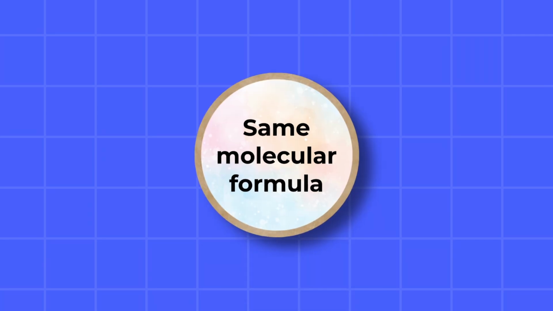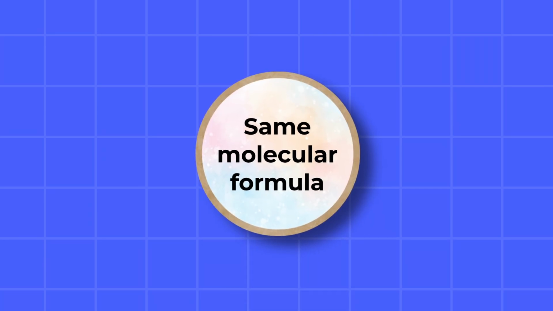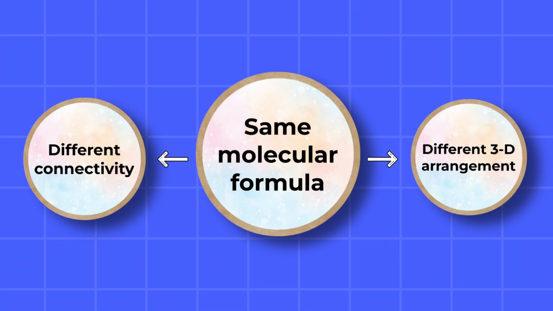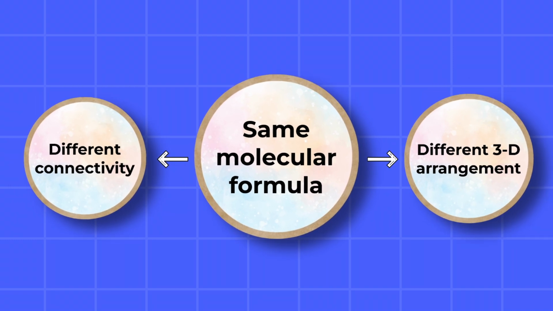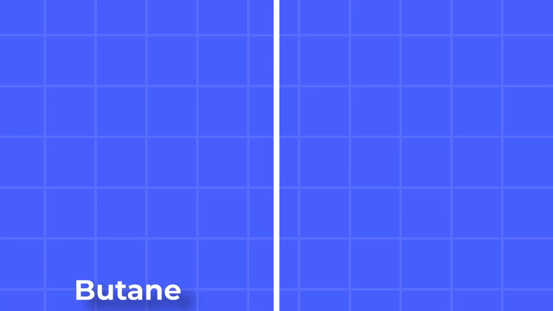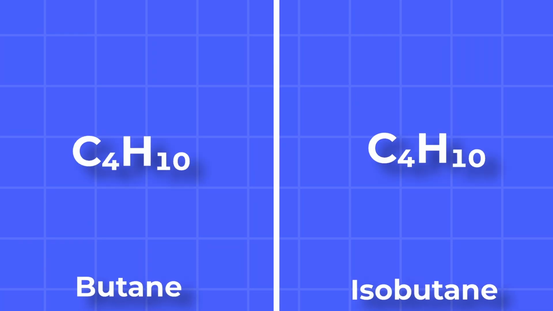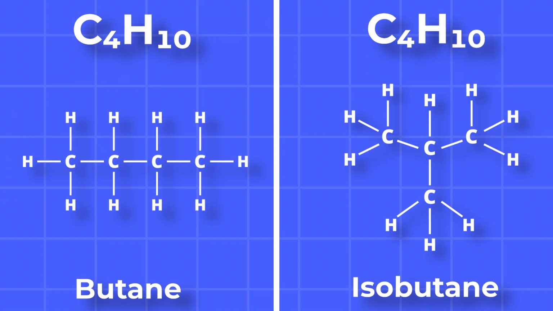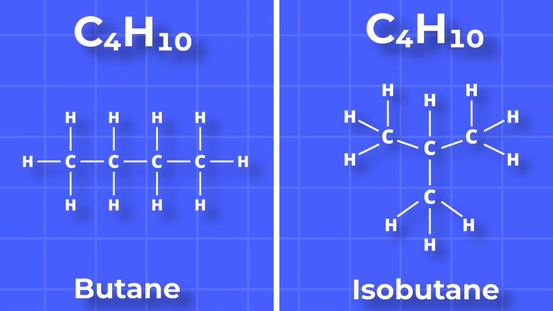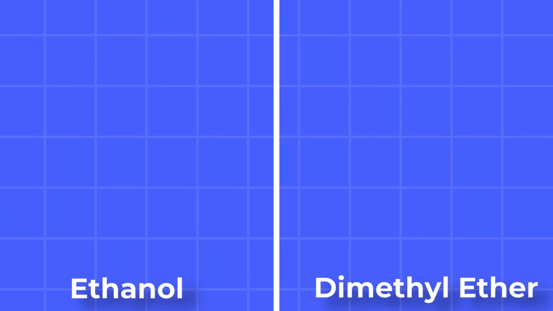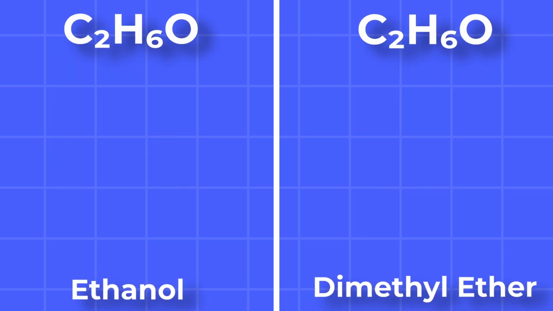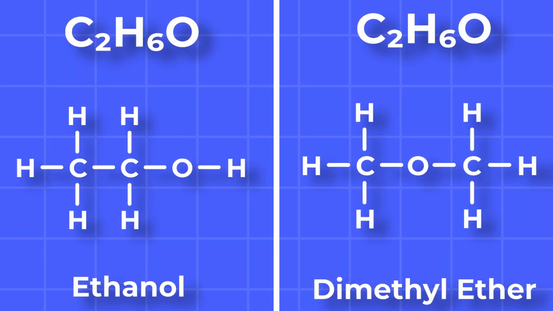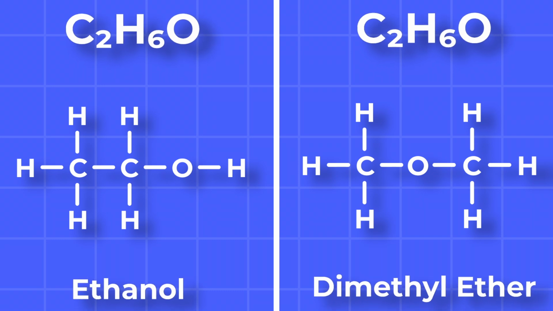Isomers share the same molecular formula, but differ in how atoms are arranged. Either the bonds change or the 3D orientation does. Structural isomers change connectivity. Butane and isobutane are both C4H10, but the carbon skeleton is connected differently. Ethanol and dimethyl ether are both C2H6O, yet their bonds form different functional groups, so their properties differ.